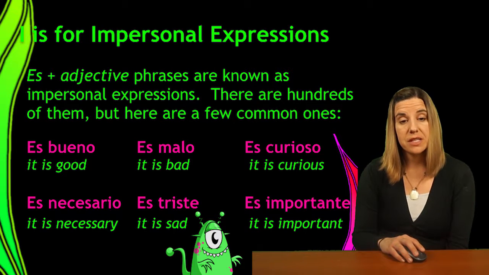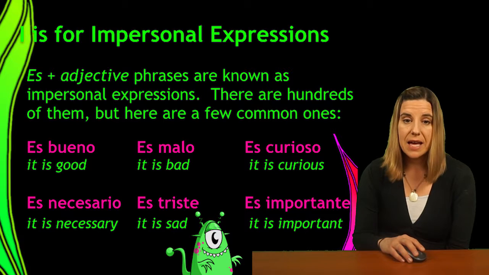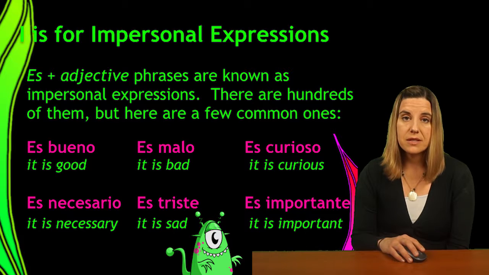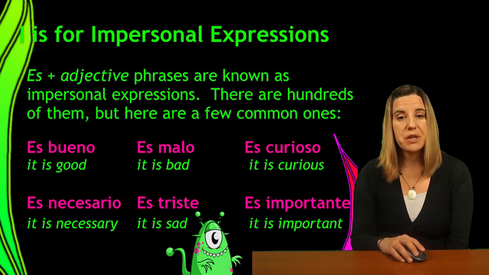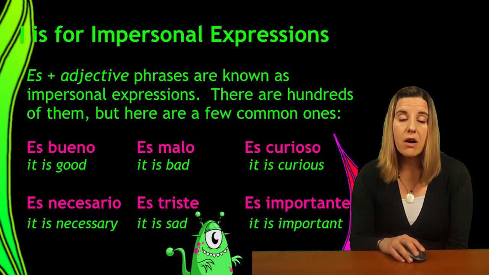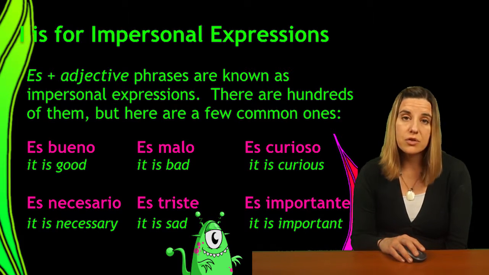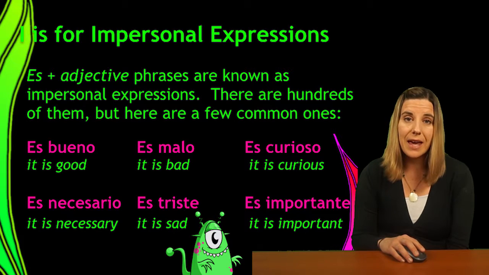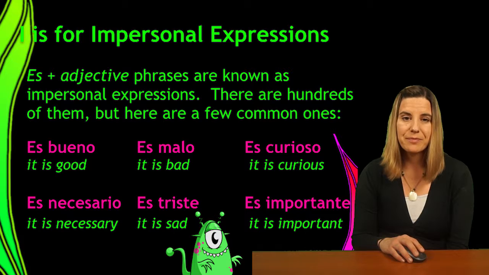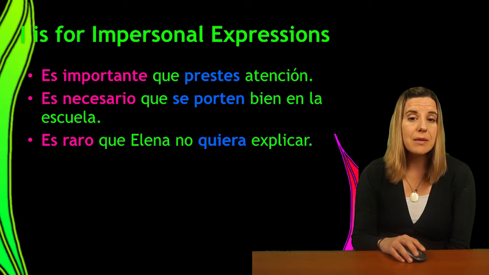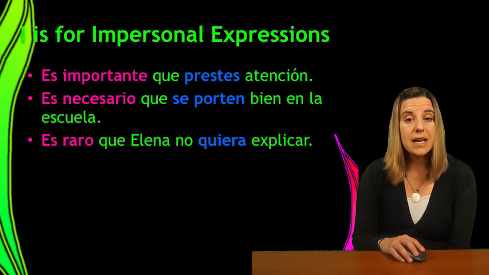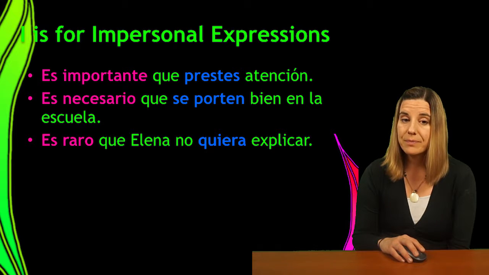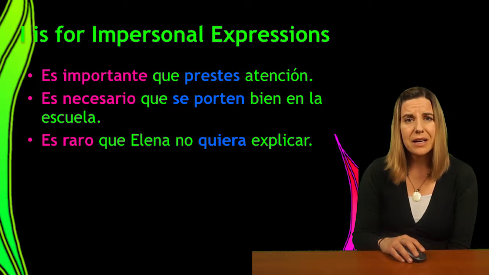I is for impersonal expressions. That's when you have es plus an adjective. It is something that, and these are known as impersonal expressions. There are literally hundreds of impersonal expressions in Spanish, but some of the most common ones are es bueno, es malo, es curioso, es necesario, es triste, es importante. Most of the time, these are followed by que and then a verb forced into the subjunctive. Es importante que prestes atención. Es necesario que se porten bien en la escuela. Es raro que Elena no quiera explicar.